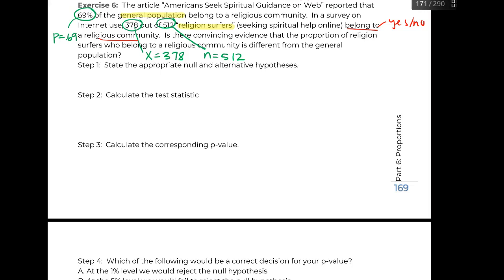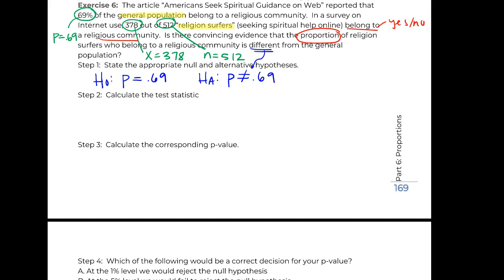So the last sentence then says, is there convincing evidence that the proportion, in case we weren't paying attention to all those other keywords, of religion surfers who belong to a religious community is different from the general population? So no direction here. We don't think it's more. We don't think it's less. We just think it's different. So if we're going to set up our hypotheses, it's either the same as the general population based on that article, or it is not the same. Right? So the only P that we have running around to even throw into our hypotheses is that 69%. And then we have that keyword of different telling us we don't care about our direction.